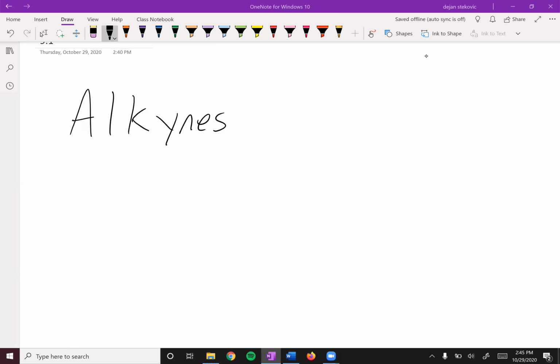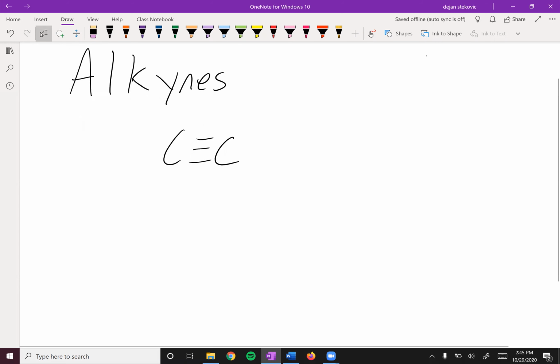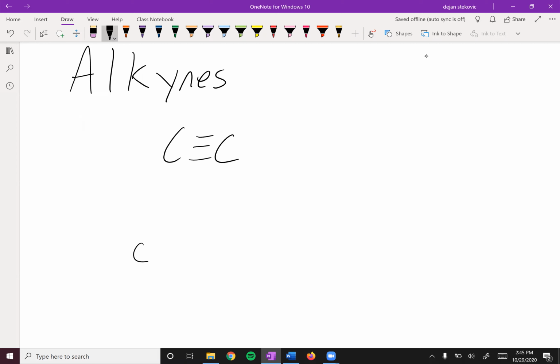All right, so now we'll be moving on to alkynes. Remember, alkynes are carbon-carbon triple bonds. And then think back to our hybridization, right? These carbons would be attached to two things, the other carbon and then some kind of R group. And so they have sp hybridization.